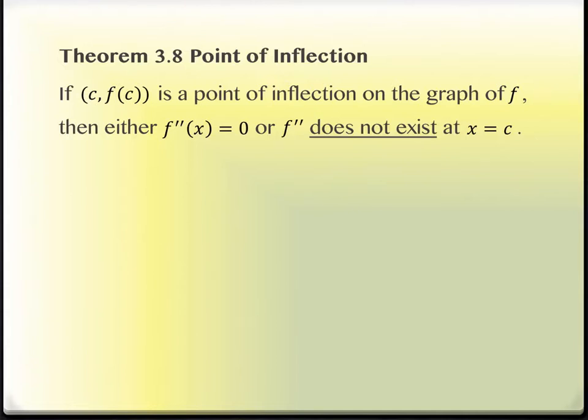One more theorem before we do. Theorem 3.8 talks about points of inflection. If (C, f of C) is a point of inflection, either the second derivative is equal to 0 or the second derivative does not exist. So we could have those locations where the original function existed, but the second derivative didn't.